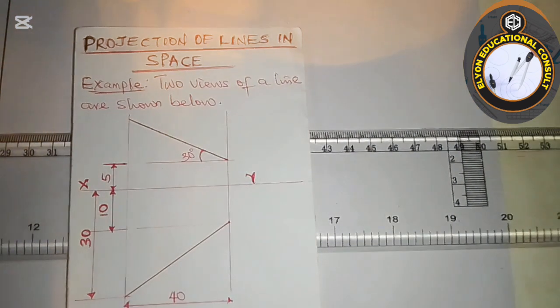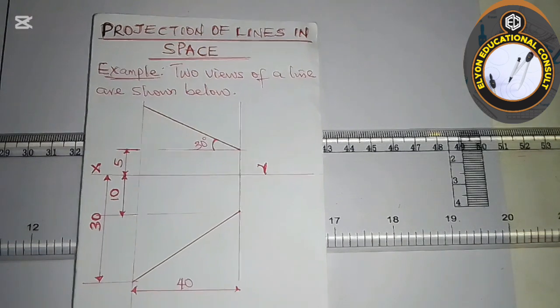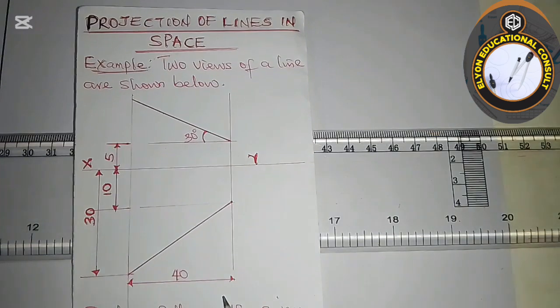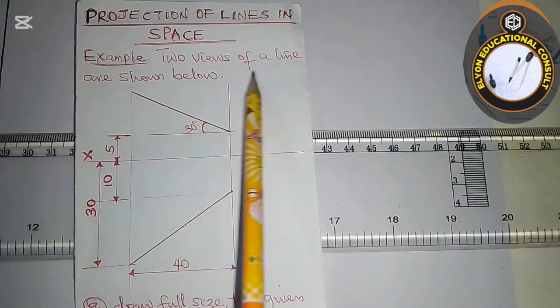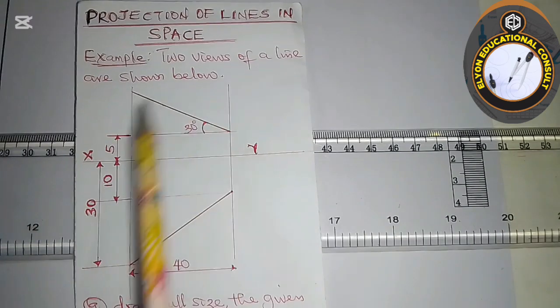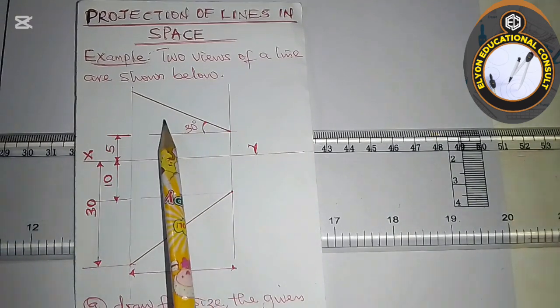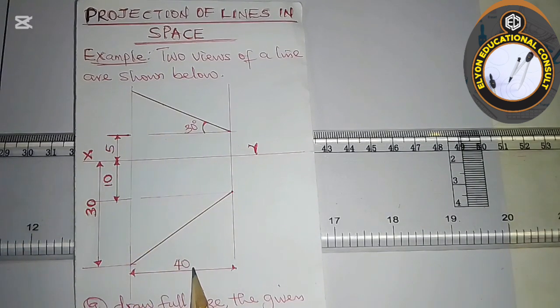In this video we'll be taking a look at projection of lines in space, and then we'll be taking a look at this particular example. The question says two views of a line are shown below. These are the views of the line which are on a vertical plane and horizontal plane.